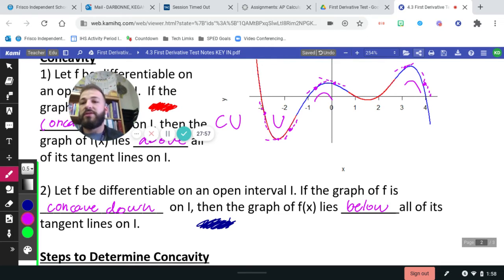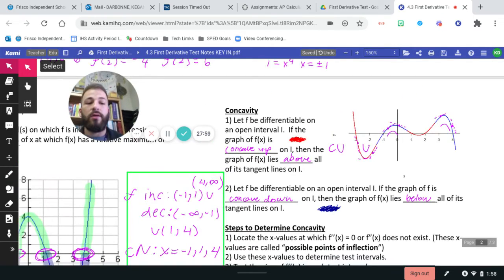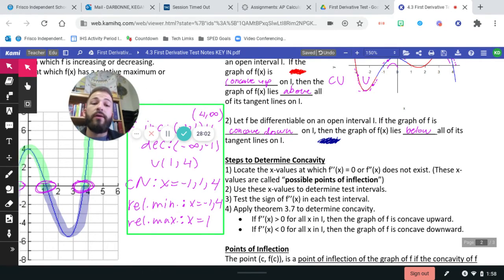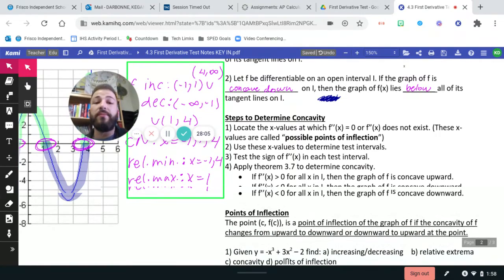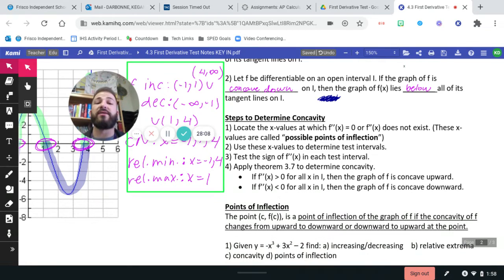Okay. So now let's talk about how we can find concavity. To determine concavity, we're going to locate the points where the second derivative is equal to 0 or does not exist. So kind of the same idea we did for critical numbers, where we work with the first derivative equaling 0. We want to work with the second derivative. These spots where the second derivative is 0 or does not exist, we call possible points of inflection, or PPOI for short, which doesn't feel short, but it is. Then just like we did before, the process is exactly the same, except we're working with the second derivative.